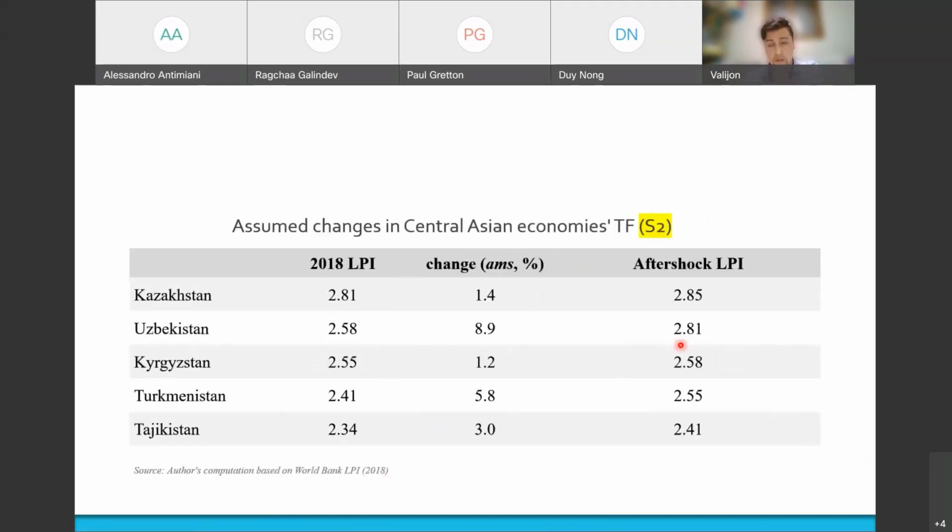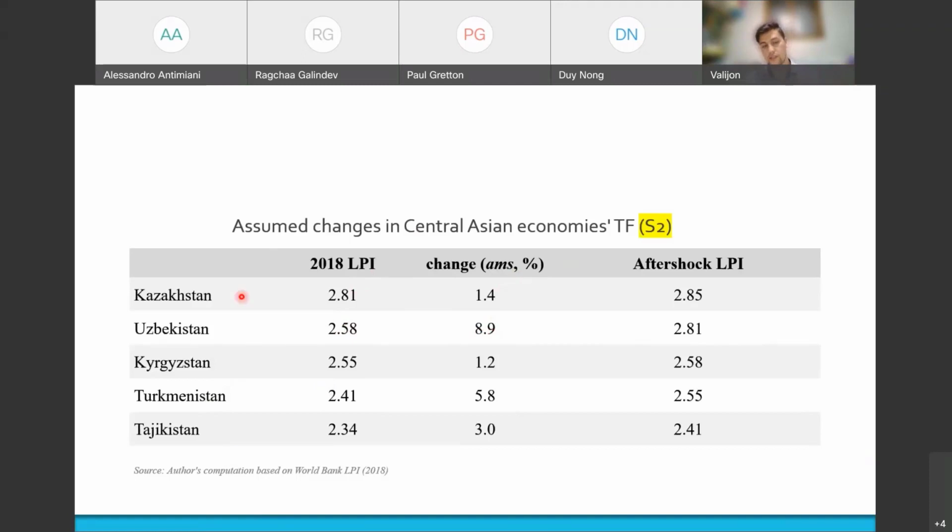And for scenario 2, because WTO trade facilitation increases, I assumed that after they enter the WTO, each country levels up to the country before them. For example, the logistics performance index we have seen in our previous slides for Uzbekistan increased to the Kazakhstan level. So it has to improve. It is AMS, not TMS. Shock to almost 9%. And same thing for Kyrgyzstan, Turkmenistan, and Tajikistan.